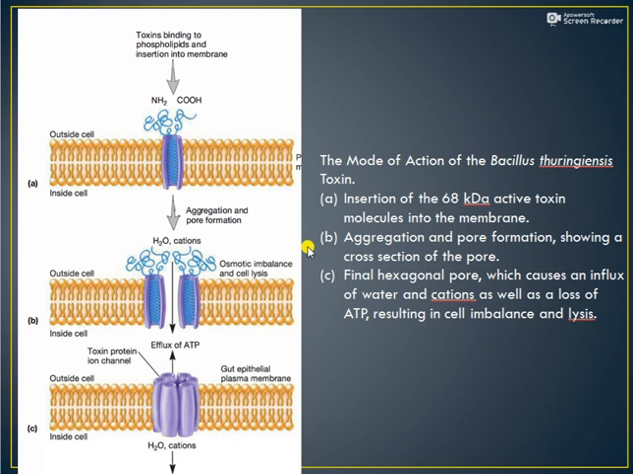The first step is the toxin binding to the phospholipids and insertion into the membrane, and then aggregation. The toxin units get aggregated, a pore is formed, the efflux of ATP happens, and osmotic lysis happens within a cell of an organism in which Bacillus thuringiensis has been ingested.